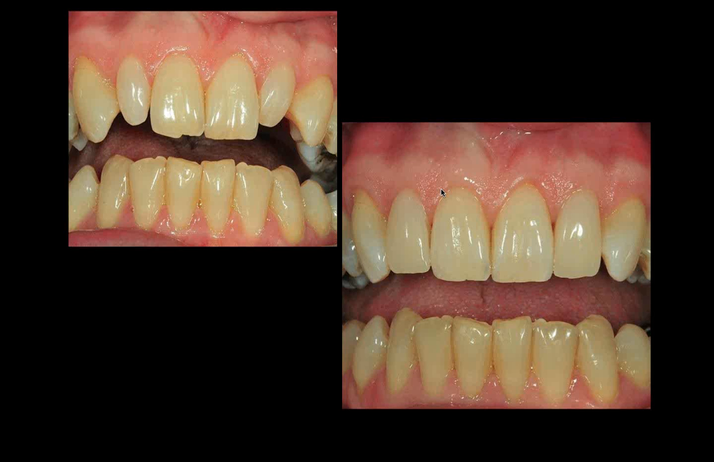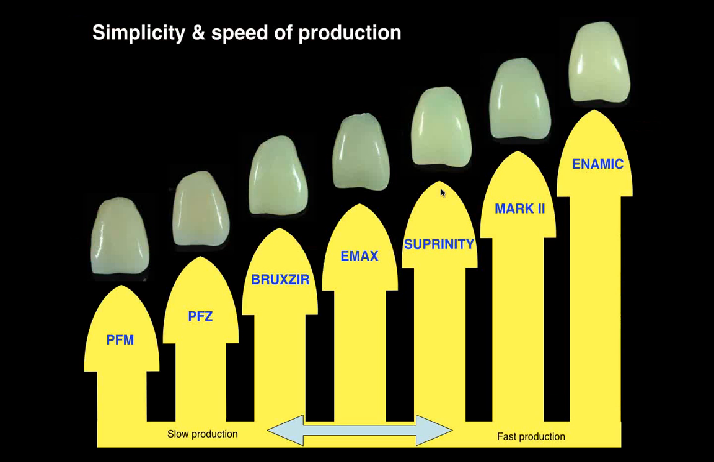Here is a case, basically a no prep situation. The patient had an impression made, and we just made these two Suprinity, what you call veneers or whatever you want to call them, put on with no prep. And they come out like this. They don't tend to gray at all. That's one of the nicest things. If you start looking at how simple it is, and speed of production, the fastest crown which we can make at the moment in a dental office or in a laboratory, in its speed or in its easiness to make, is an Enamic crown.